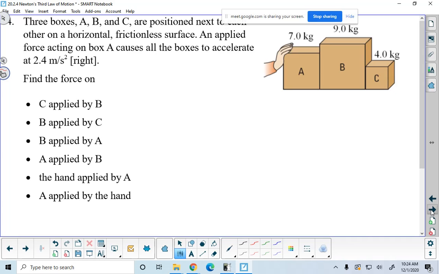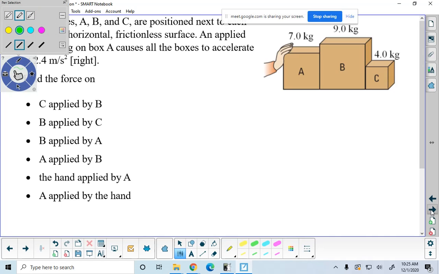The thing I would impress on you is this is a very difficult problem, but it's not, in the big scheme of things, a very important problem. It's not something that if you can't do, you will be unsuccessful in this course or unsuccessful in Physics 30. So there are 3 boxes, A, B, and C. They're resting against each other, and it's on a frictionless surface. That's going to be important.